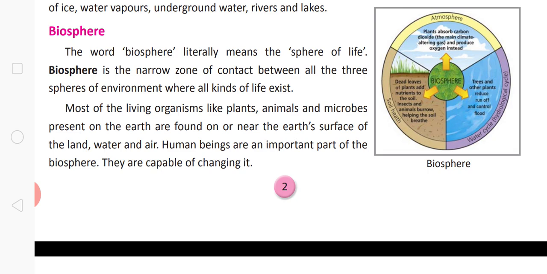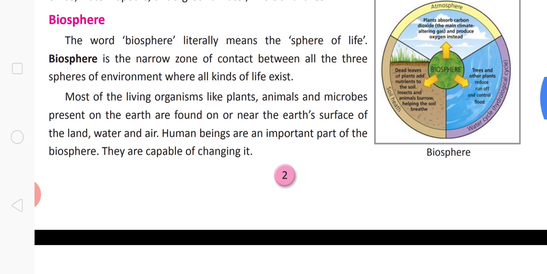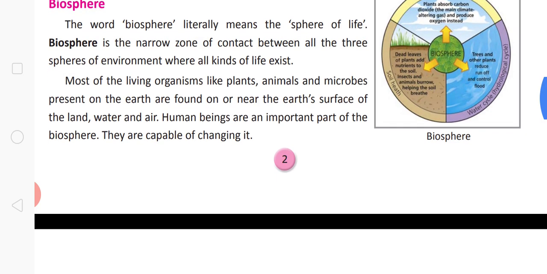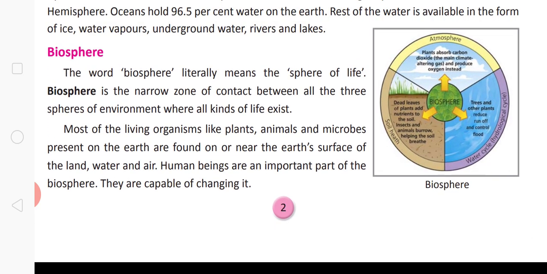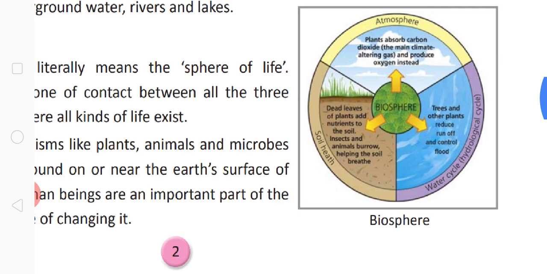Water and air. Human beings are an important part of the biosphere. Just now we have discussed that the human being is the most important part of the biosphere, because the human being is the only creature that can modify anything on the earth. They are generally doing different types of activities as per their convenience. They are capable of changing it, so the human being can change the environment as per their needs.